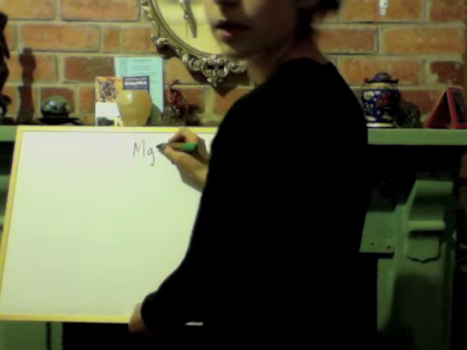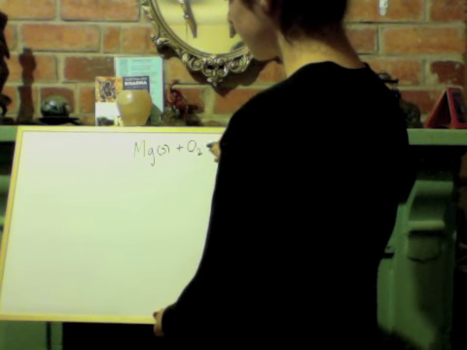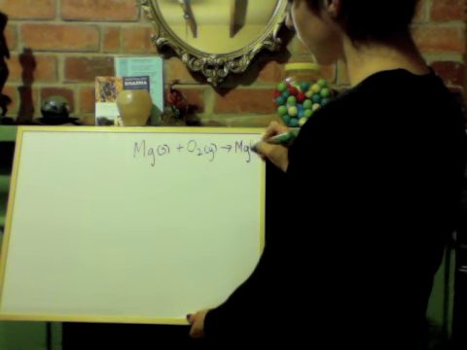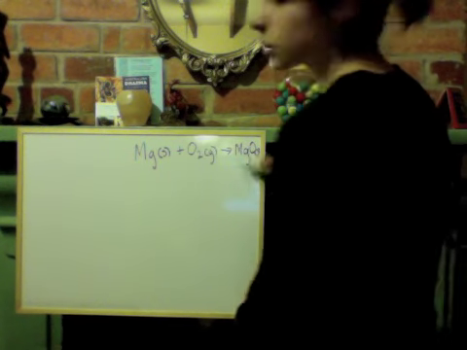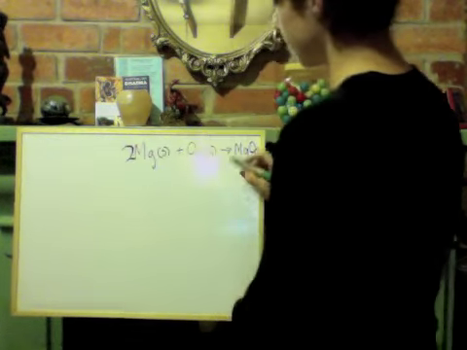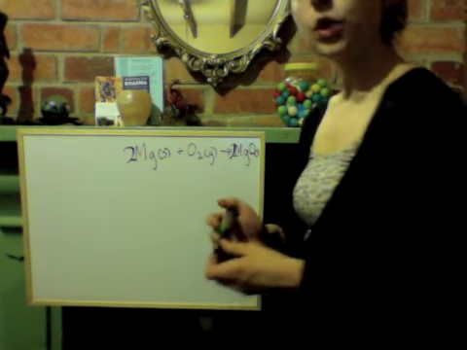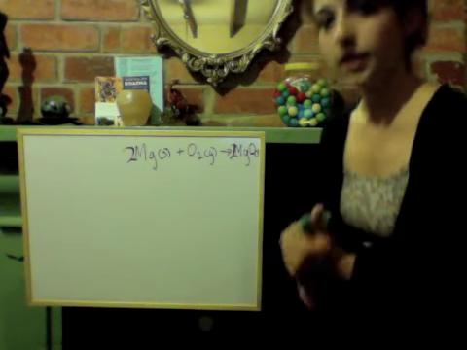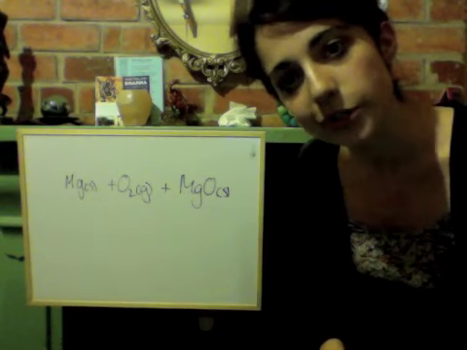So we have our magnesium, solid, plus oxygen, gas, produces magnesium oxide solid. And of course that is not balanced, so we add a 2 to the magnesium and a 2 to the magnesium oxide. So here in actual fact we have a redox reaction. Now how can we find out which is oxidized and which is reduced?